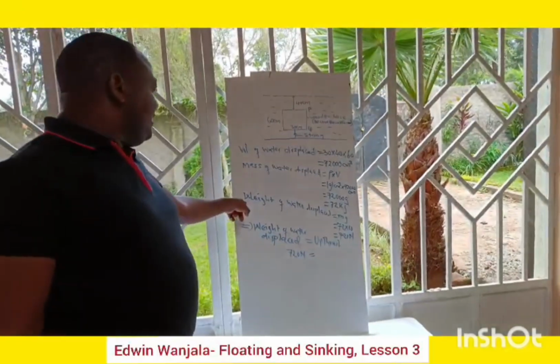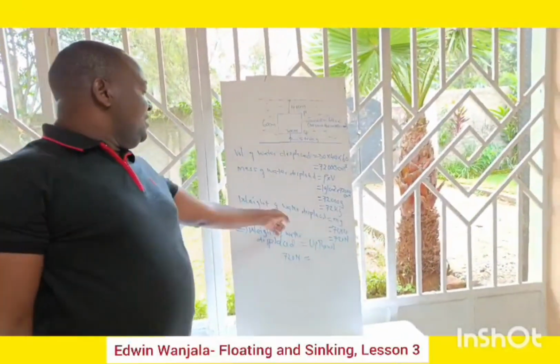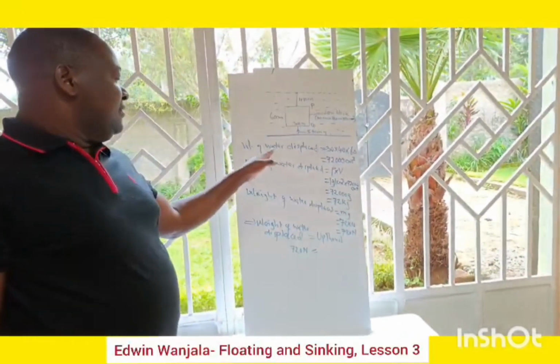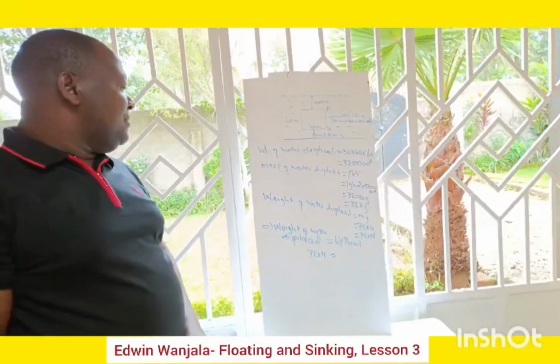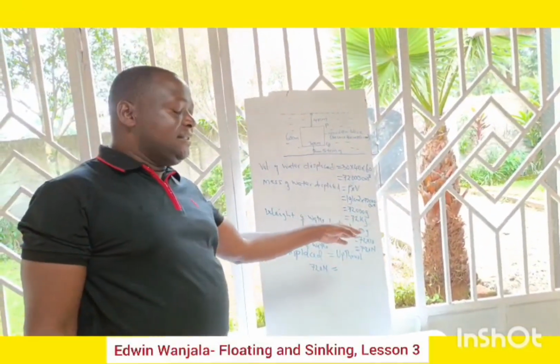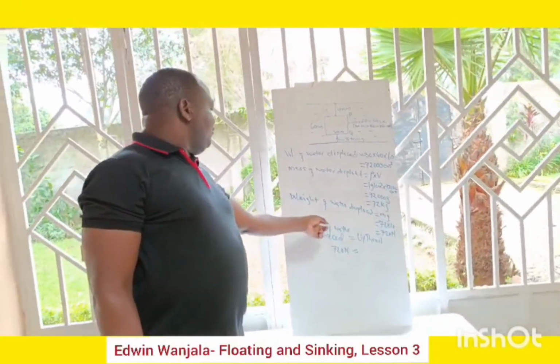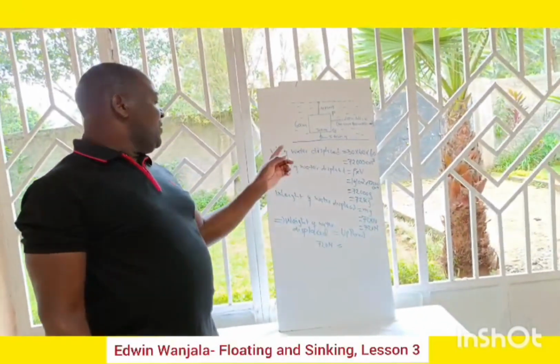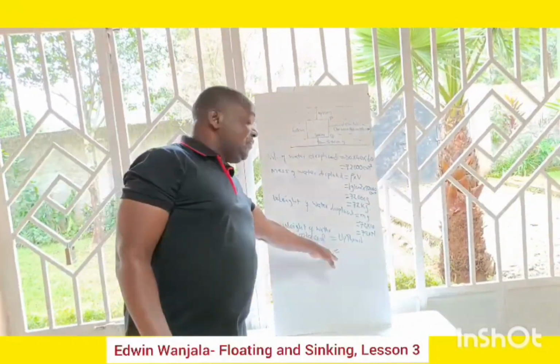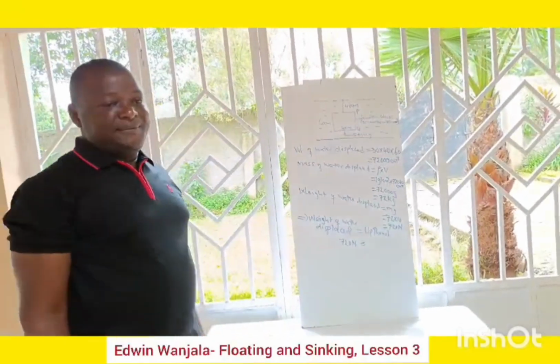Then after getting the mass, we get the weight of the water displaced, which is given by mg. So that is 72 kilograms times 10 to give us 720 newtons, which according to Archimedes, this weight of the water displaced is equal to upthrust. Therefore, we have responded to the question as required.